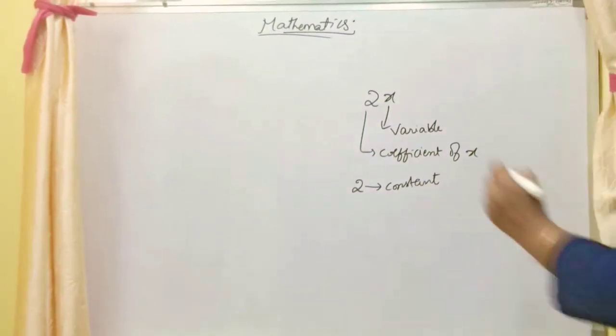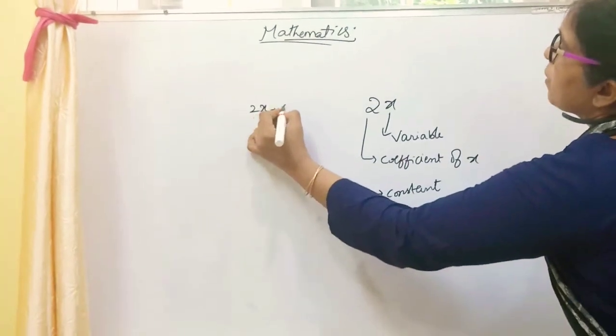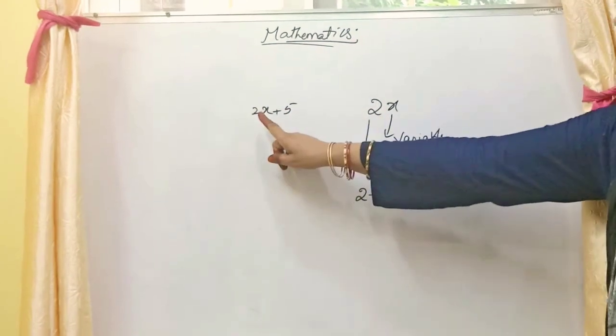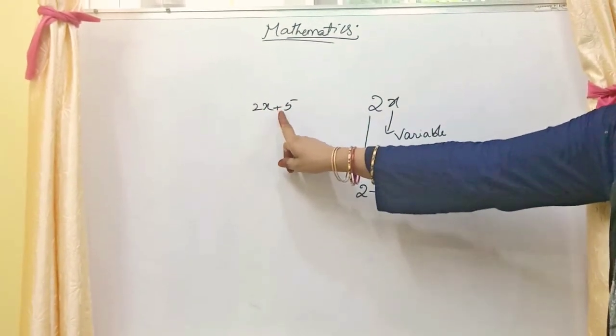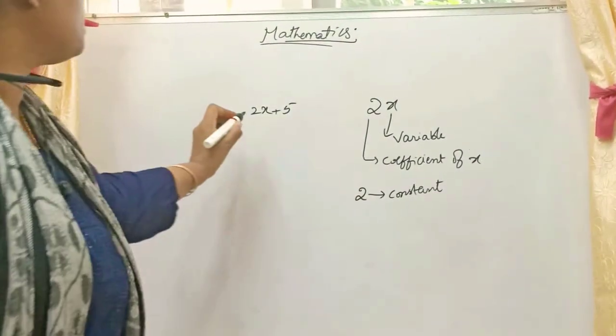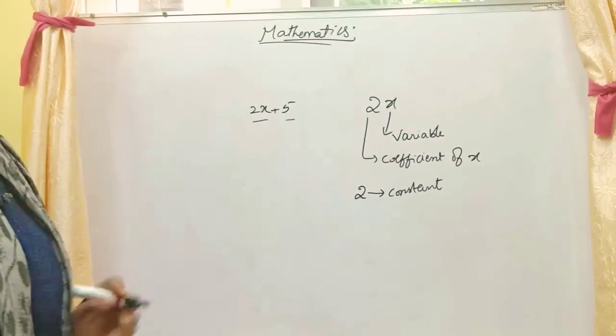Now let us write one polynomial, that is 2x plus 5. Here, how many terms? Terms are separated by either plus or minus. So how many terms are here? There are two terms here. Term 1 is 2x, the other term is 5.